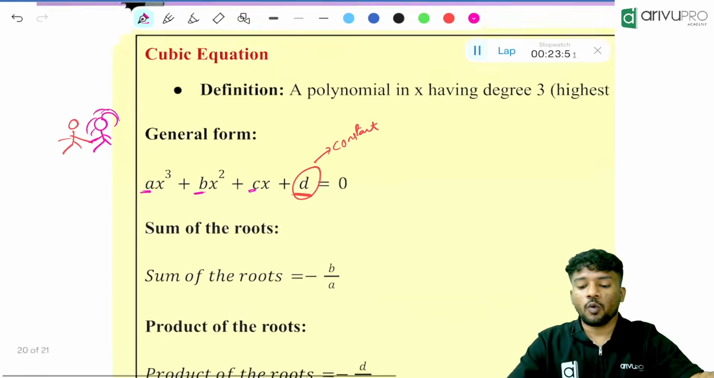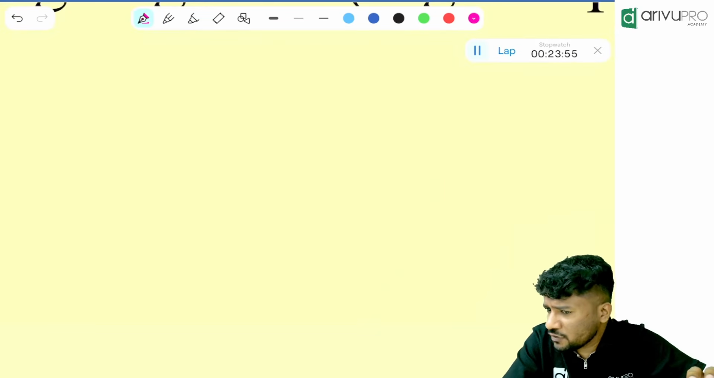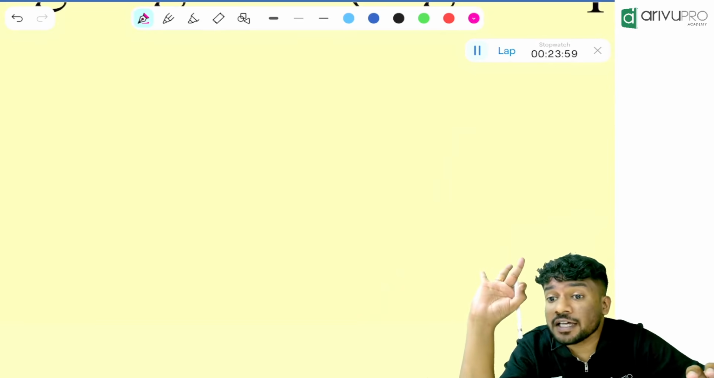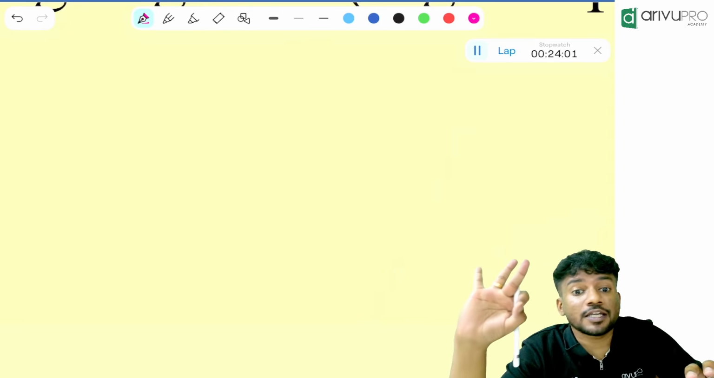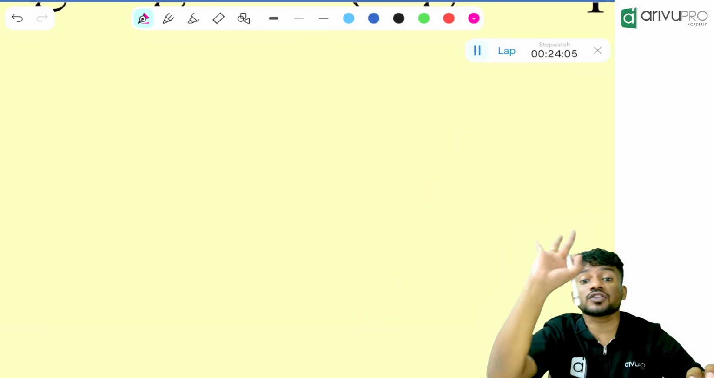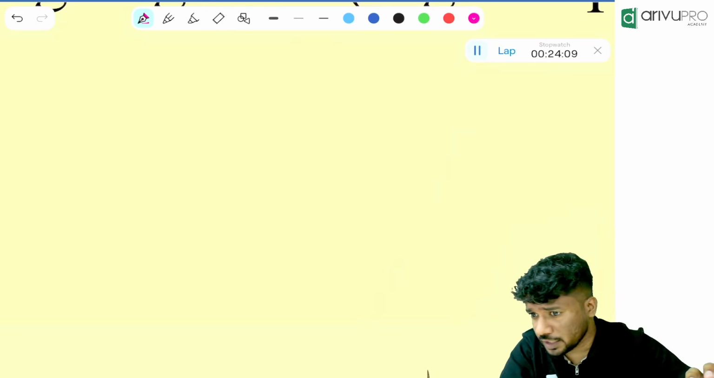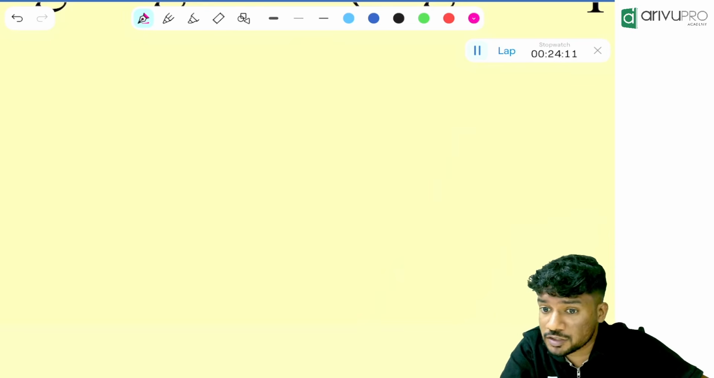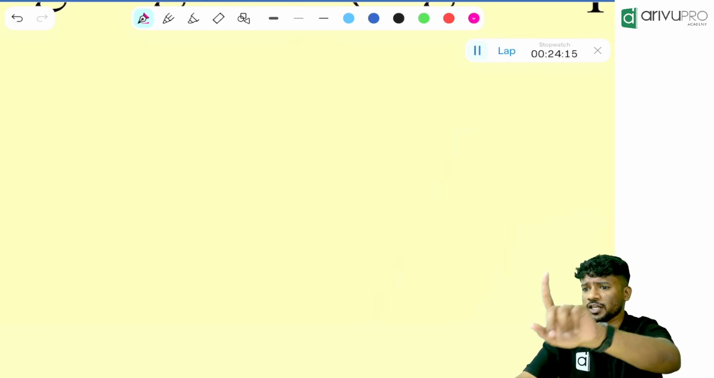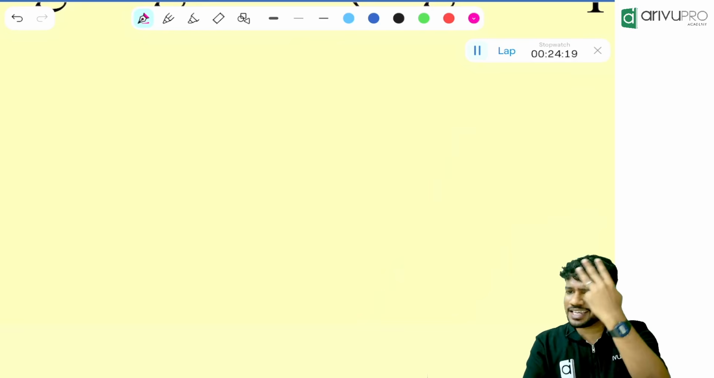Now, what do you mean by roots? Yesterday I told you. Whichever is the solution of x. How many roots will be there for a cubic equation? 3 roots. Why? Because the power of x is 3. So there are 3 roots in a cubic equation. In a quadratic equation, how many roots were there? 2. Why? Because the power is 2. So 2 possible values of x were there. In a linear equation, how many roots are there? Only 1 root. Now, in cubic, 3 roots are there.